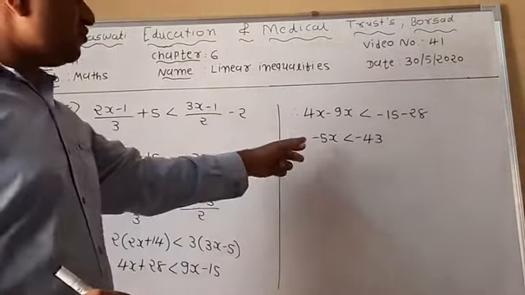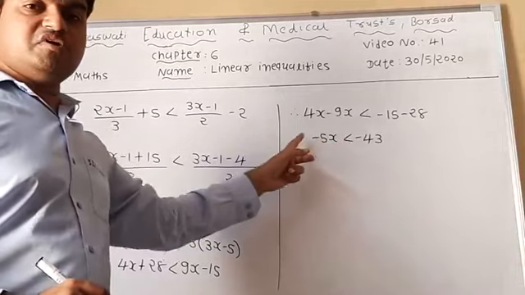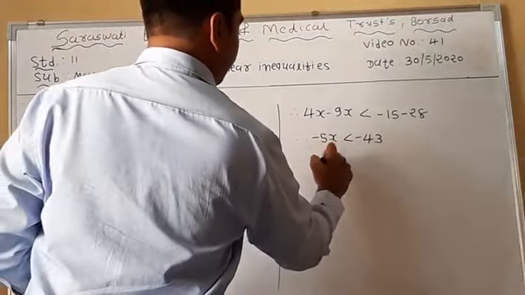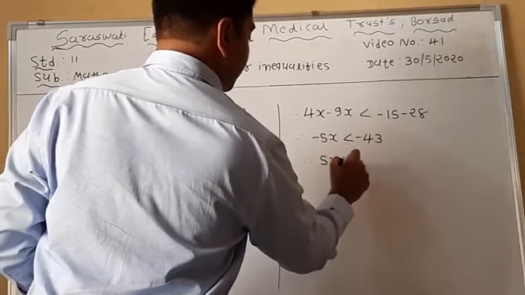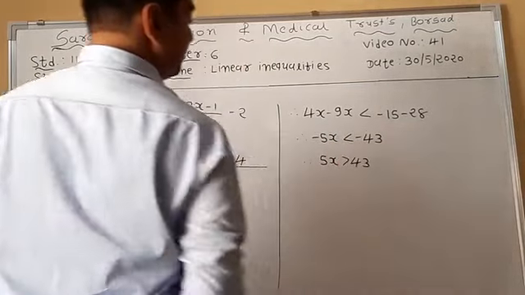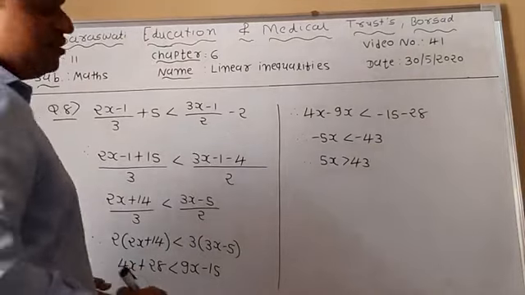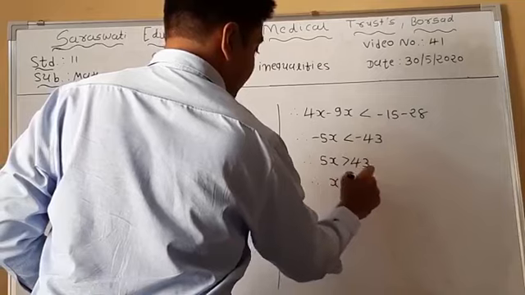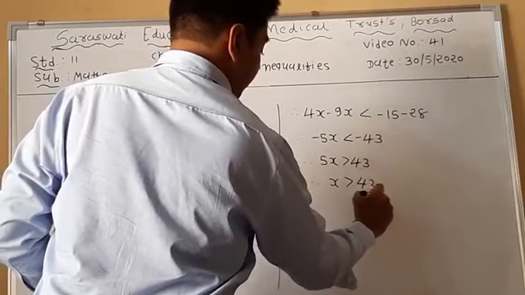Now remove this minus sign, so multiply both sides by minus and change the inequality. So here 5x less than becomes greater than, and here 43. Now divide by 5, so x is greater than 43 divided by 5.